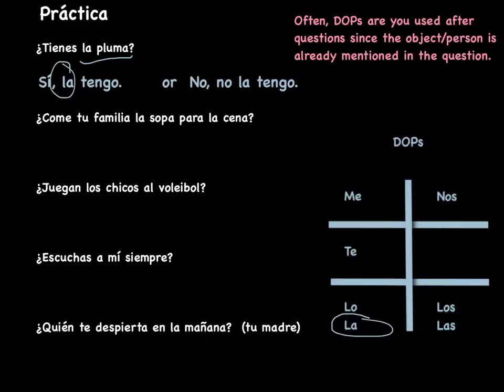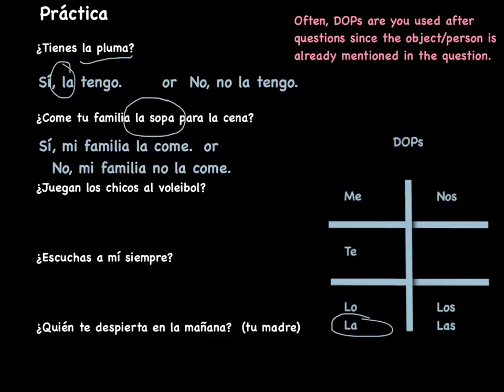¿Come tu familia la sopa para la cena? Our direct object here is going to be la sopa. That's what's receiving the action of eating, or not, depending on if your family does or not. So let's see if we can replace la sopa. Do your best to answer this one, and then we'll put up the answer. Sí, mi familia la come. Or you could say no, mi familia no la come. Either way, the la is replacing la sopa, and it comes before our conjugated verb.